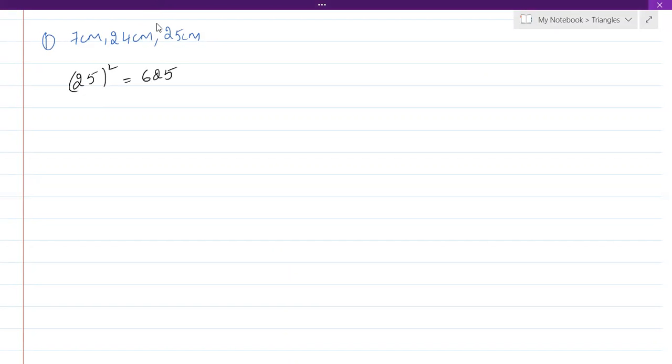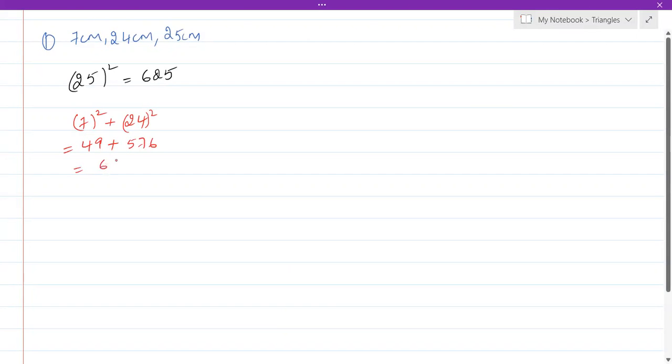Let's take the other two things, that is 7 centimeter and 24 centimeter. Let's square it and add them. 7 square plus 24 square. So 7 square is 49, 24 square is 576. Therefore, we get 625. Which implies here that 25 square is equal to 7 square plus 24 square. So if this condition, the square of the longest side is equal to sum of squares of other two sides, is satisfied, therefore it is a right angled triangle.